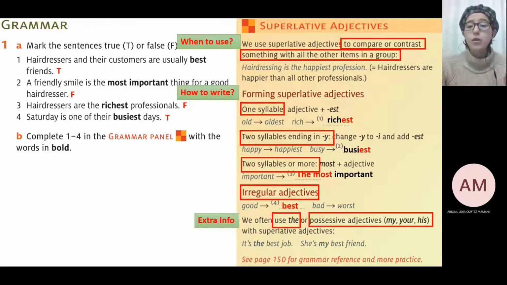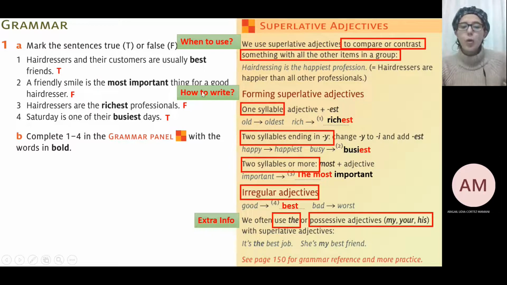In a group, right? It could be animals, objects, I don't know, whatever you want to compare. If we're talking here about professions, we're saying that hairdressing is the happiest profession. Aquí estamos comparando más de 3 profesiones. Estamos comparando con todas las profesiones, right? So hairdressing is the happiest profession.